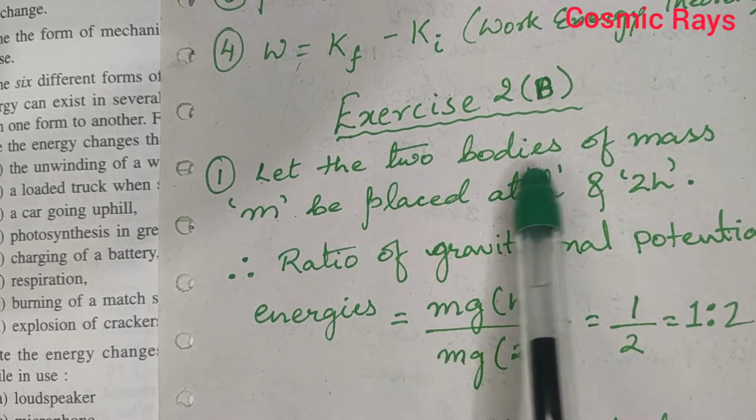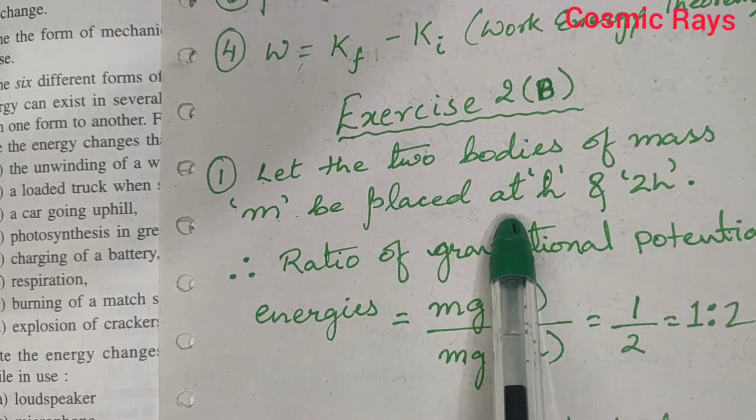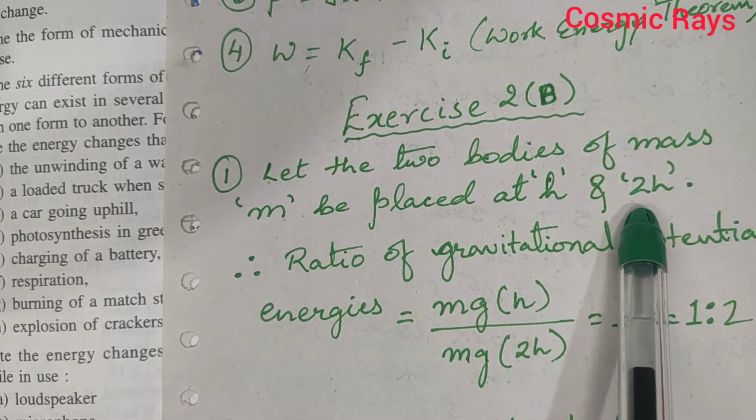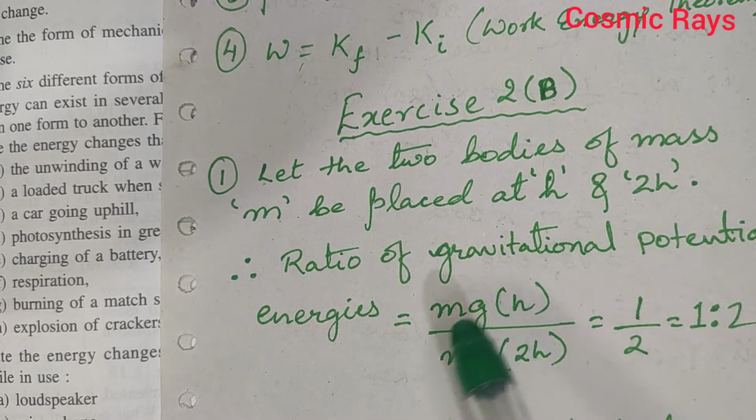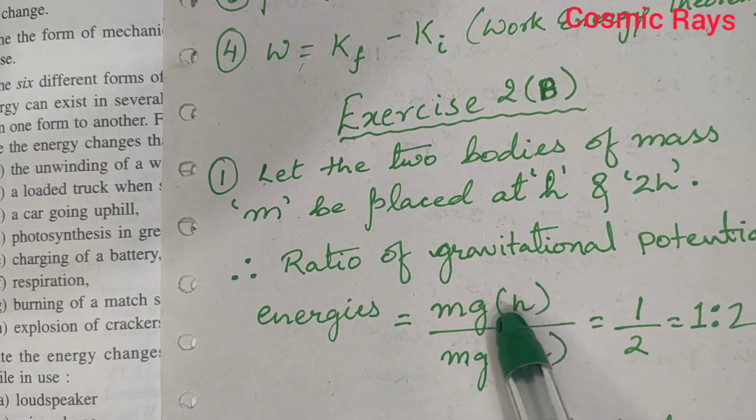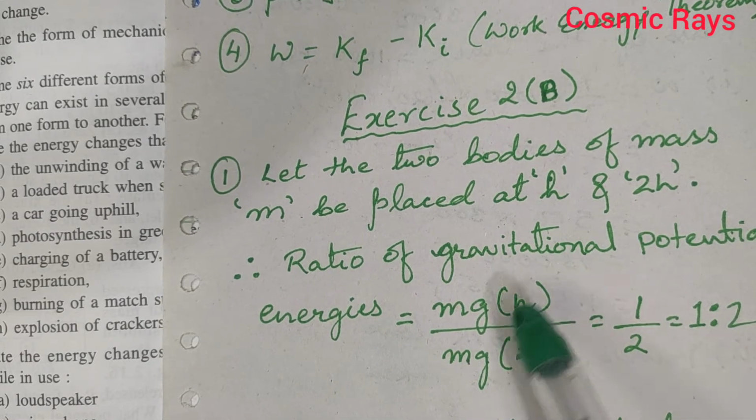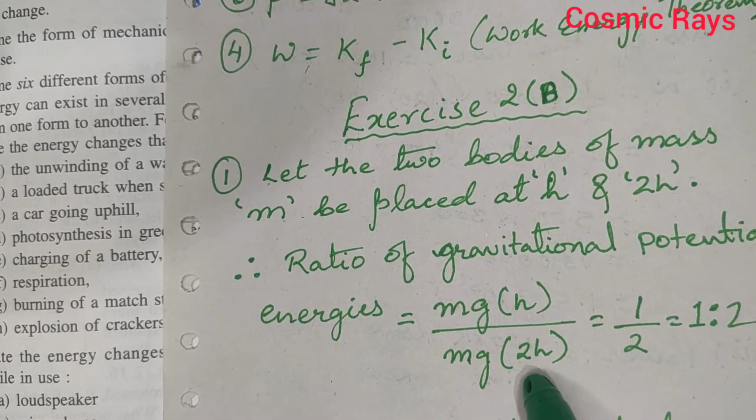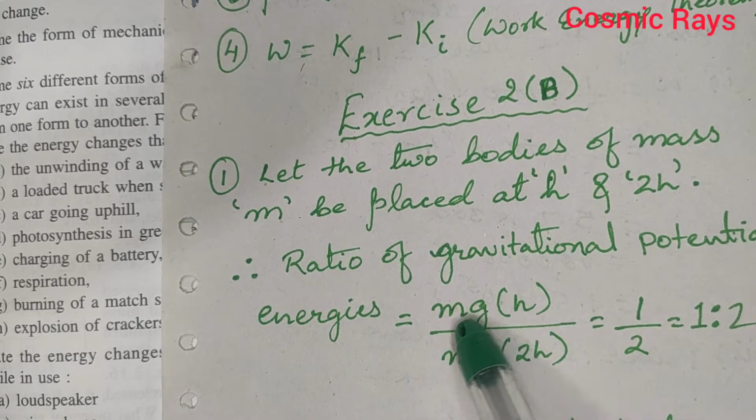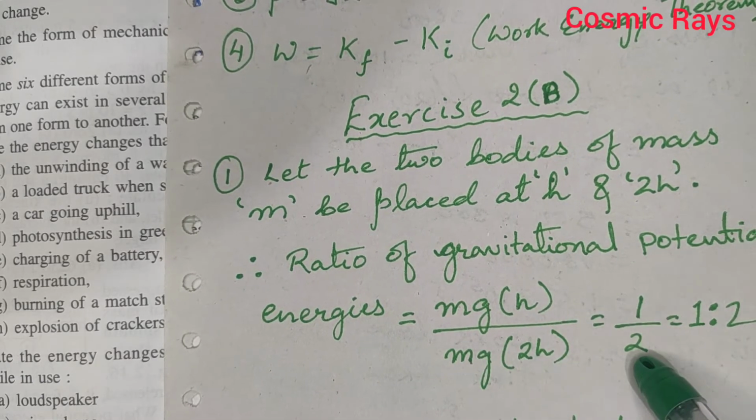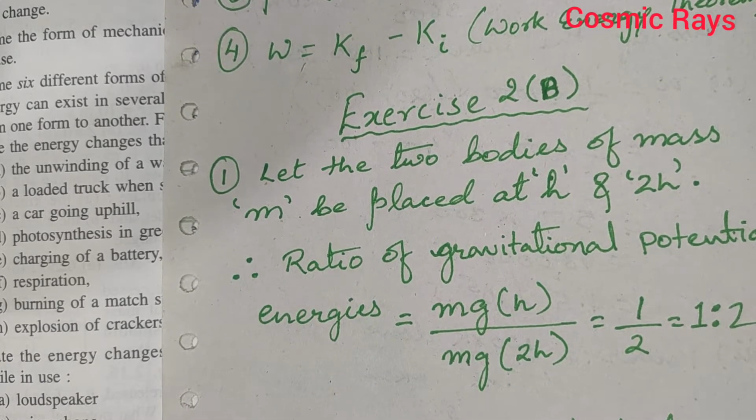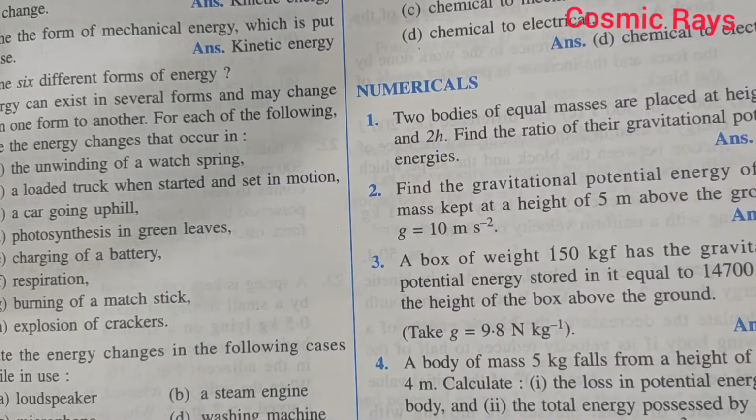assume that the two bodies of masses m are placed at height h and 2h. Now the ratio of the gravitational potential energy is mg and height of the first body, that is h, divided by mg and height of the second body, which is 2h. So we see that mg and mg will cancel out, h and h will cancel out, we are left with 1 by 2. So the answer is 1:2.